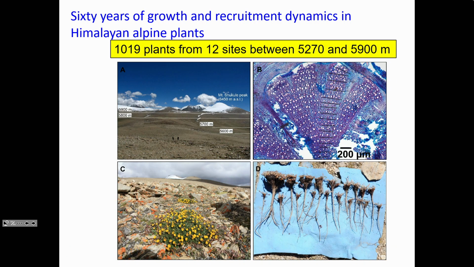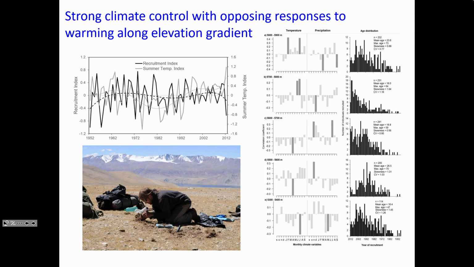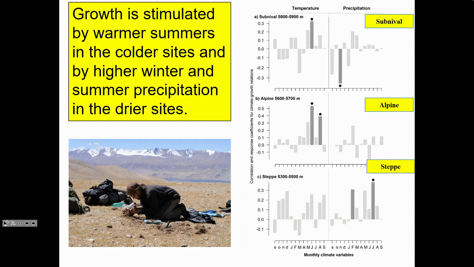We did that by selecting Potentilla pamirica, and we reconstructed the growth and recruitment for the past 60 years. So we took over 1,000 individuals, everything we sectioned, from 12 sites, between 5.3 to 5.9, across almost the entire elevation range, including steppes, alpine, and subnival zone. Just briefly, we found out that there is a strong climate control of recruitment and growth, both, but with opposing responses to warming along the elevation gradient. So growth is stimulated by warmer summers in colder sites, but reduced by higher precipitation in colder sites, and vice versa for the populations in the lower, drier, warmer steppes.